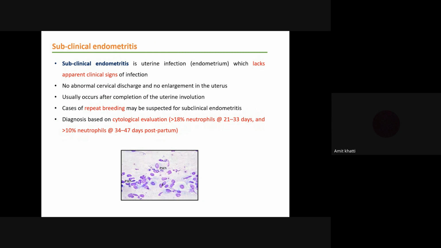Okay, so generally the animal will be clinically healthy or apparently healthy, but the most important point of the diagnosis in this particular condition is that the animal will express failure of conception, or the animal will be repeating after each and every insemination. Okay, so particularly the animal will be exposed to RBS, or repeat breeding condition, and generally such kind of uterine infection can be diagnosed based on cytological evaluation, and the detail of this diagnosis we will be discussing in the diagnosis section, based on the polymorphonuclear cells in the cytological smear.